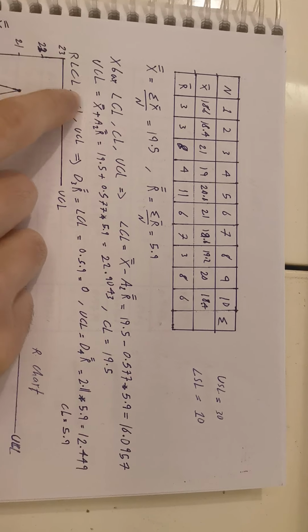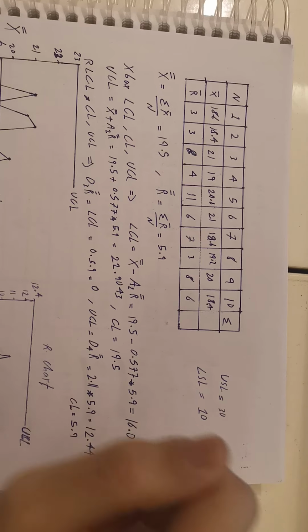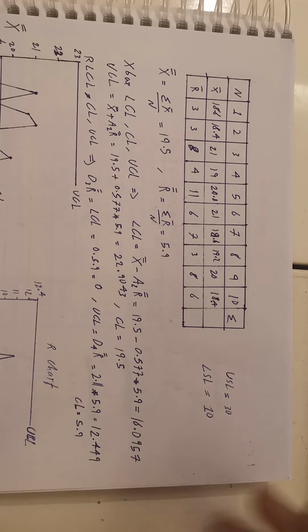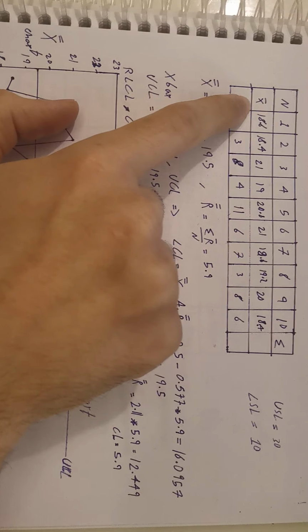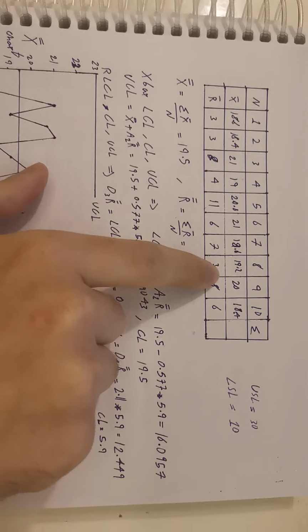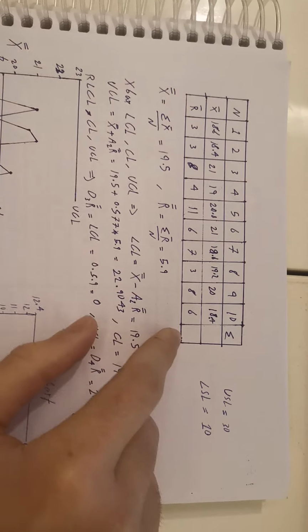So today we have two questions here that we will solve. The first question, we are given a system with 5 samples, and here you can see the X bar for each sample, and the R, which is the range for each sample.